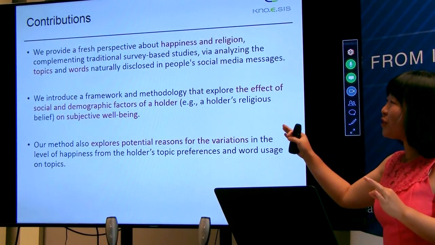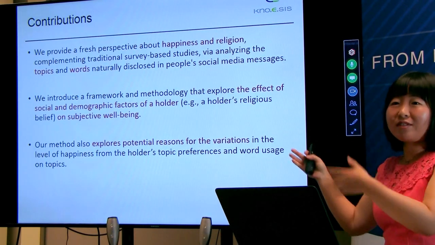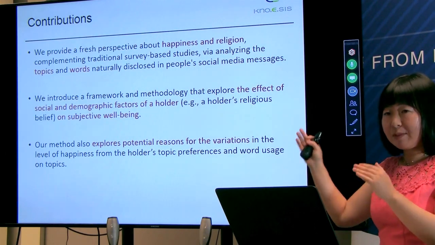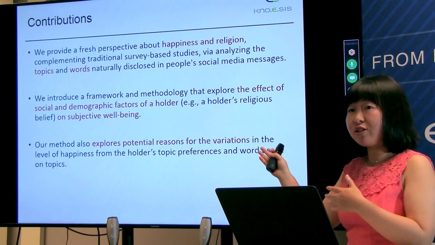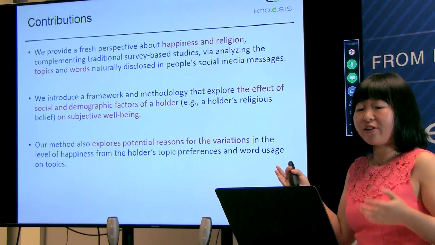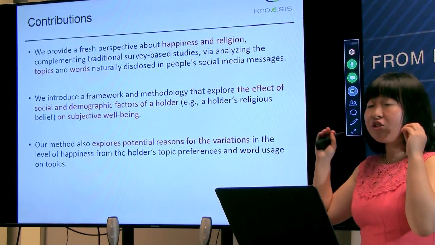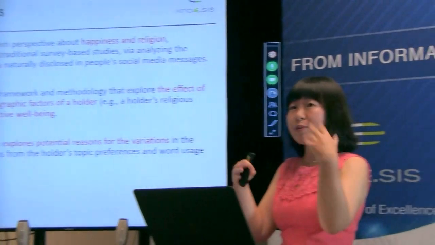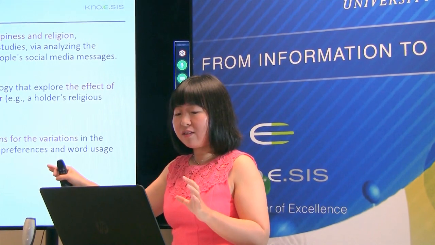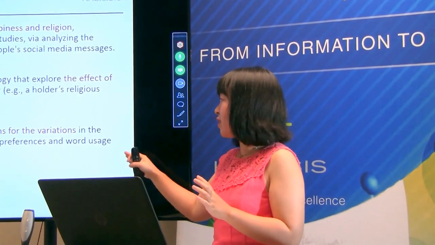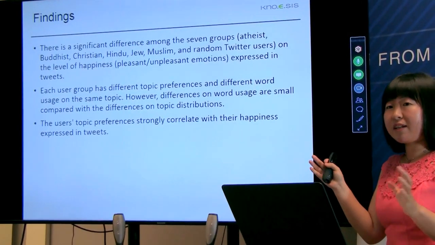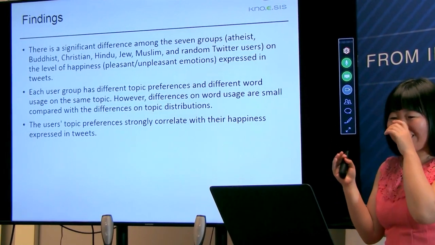And then we introduce a framework that can be used to explore the effect of social and demographic factors of a holder on subjective well-being. So here we focus on the religious beliefs, right? But this same methodology can also be used for other factors like age or gender. And our method does not simply try to see which group expresses more happiness. We actually explore whether this happiness expression is affected by the holder's topic preference and usage of words. We have many interesting findings, but please refer to our paper for this.